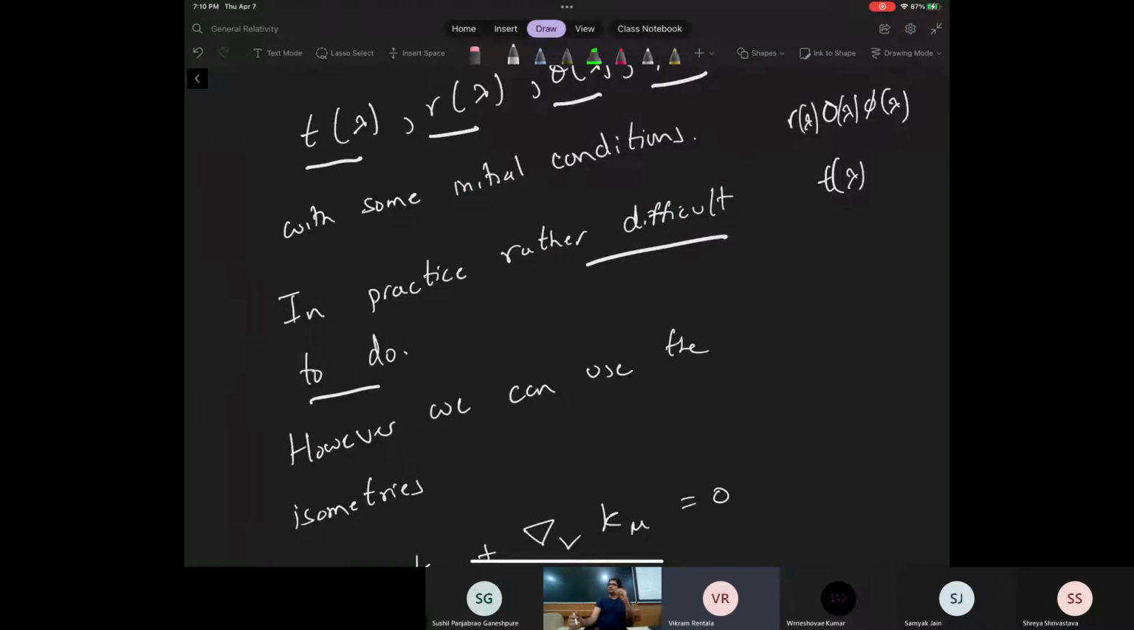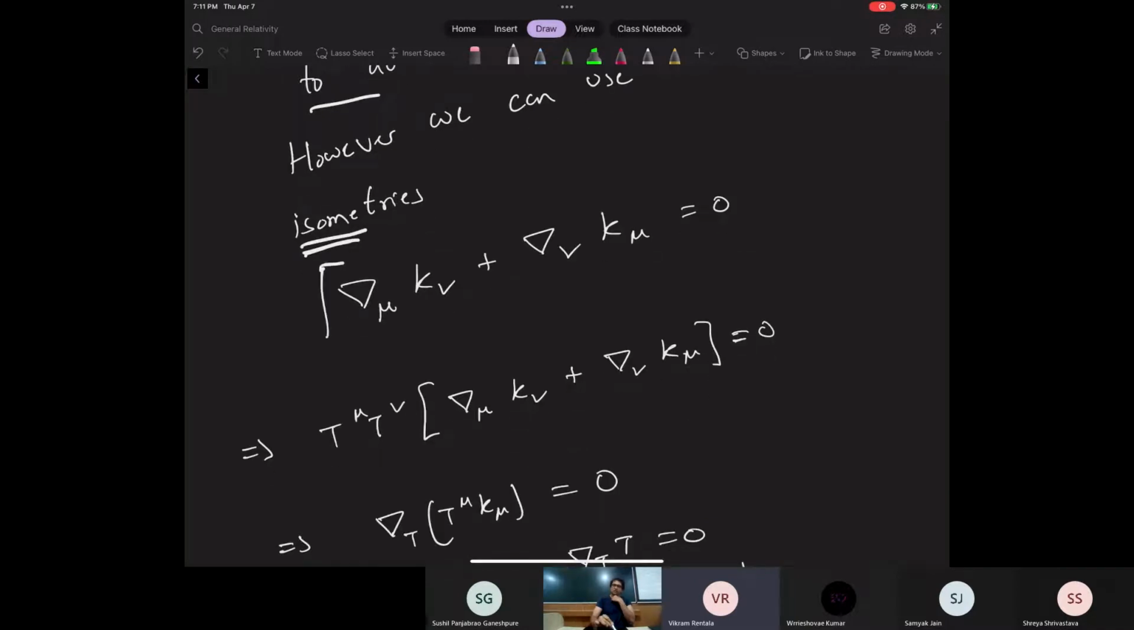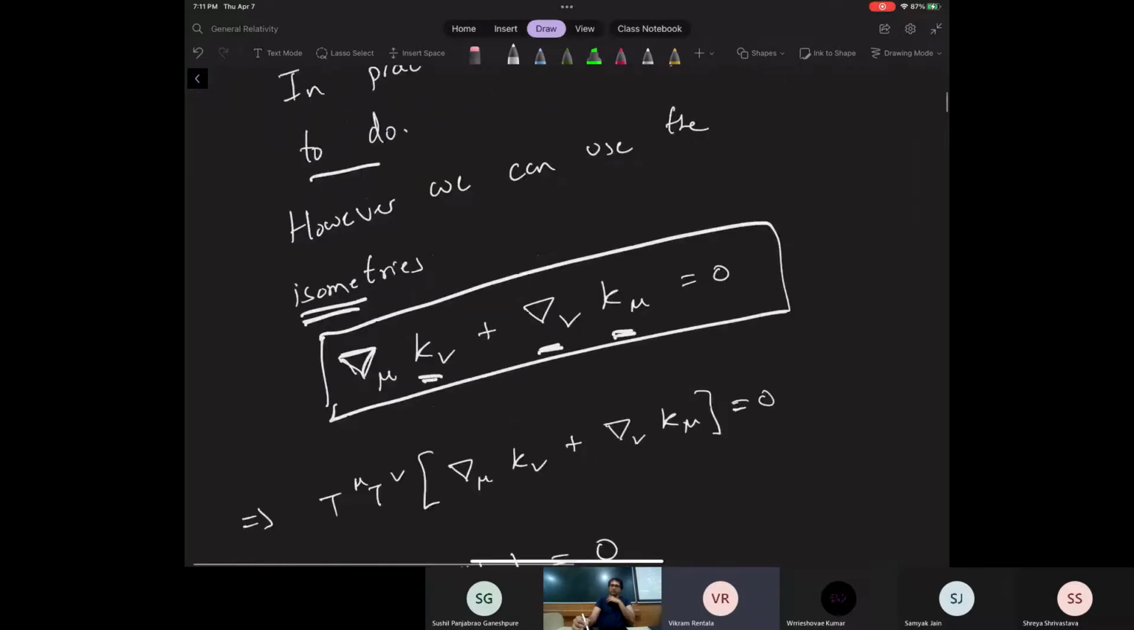But whenever you have a situation with symmetry, the entire point is not just to solve equations. For example, if you solve in Cartesian coordinates something with spherical symmetry, it looks horribly complicated. But if you use the symmetry to simplify the problem, then you can solve these equations. So that's what we're going to do. We're going to use the isometries, which are the symmetries of the metric. If you recall our equation for the Killing vectors, it was ∇_μ K_ν + ∇_ν K_μ = 0.